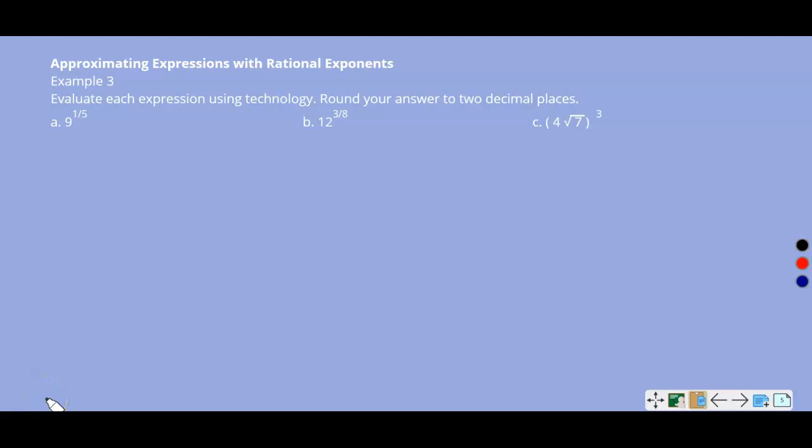Nth roots and rational exponents, part 2. So we're on example 3, and it says approximating expressions with rational exponents. So we need to evaluate each expression using technology, round your answer to 2 decimal places. So this time it wants us to use our calculators.